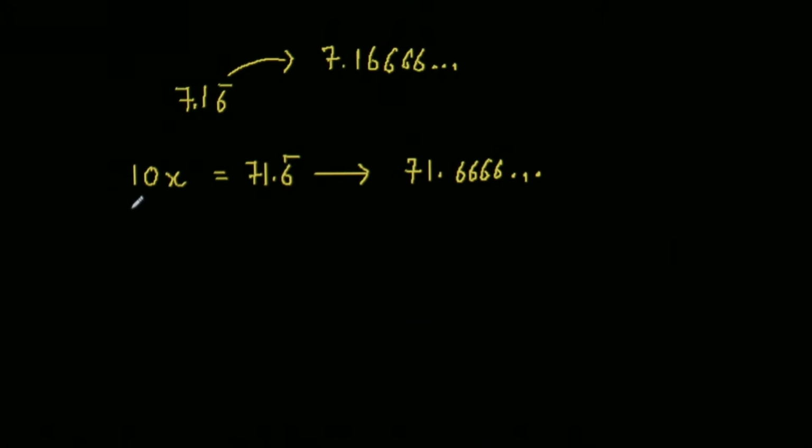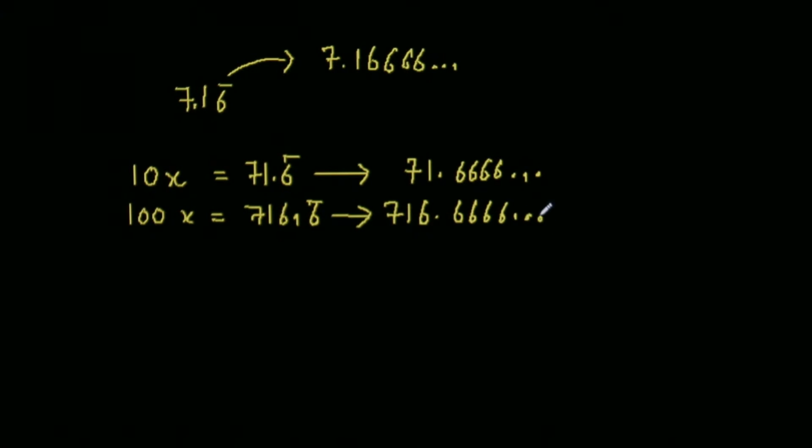Now we'll multiply it by 100. So 100x is equal to 716.6 bar, which is 716.6666 on and on forever. Now you see these 6's are aligned, so if we subtract these terms, the repeating parts will be eliminated, and we'll get rid of them.